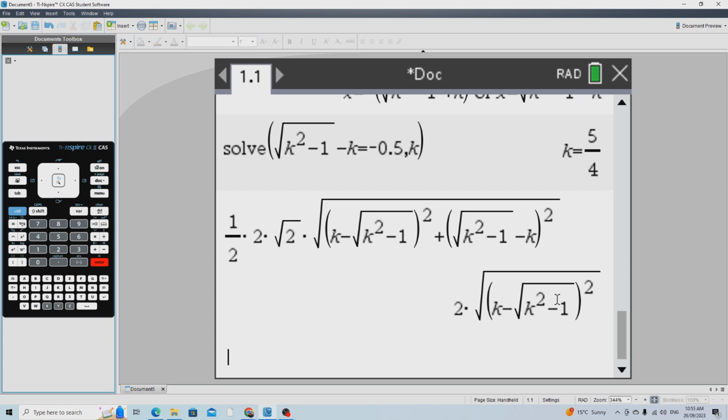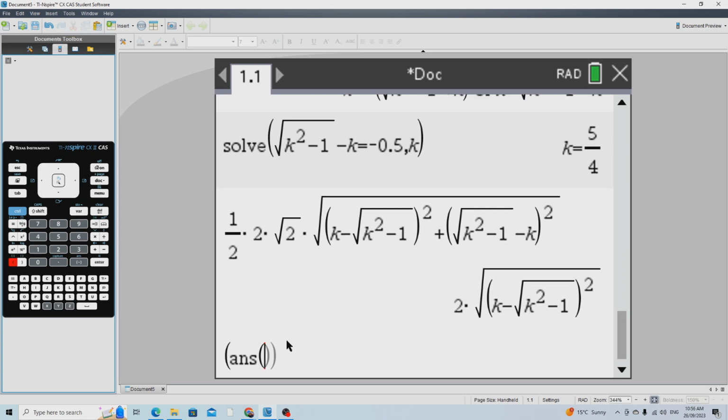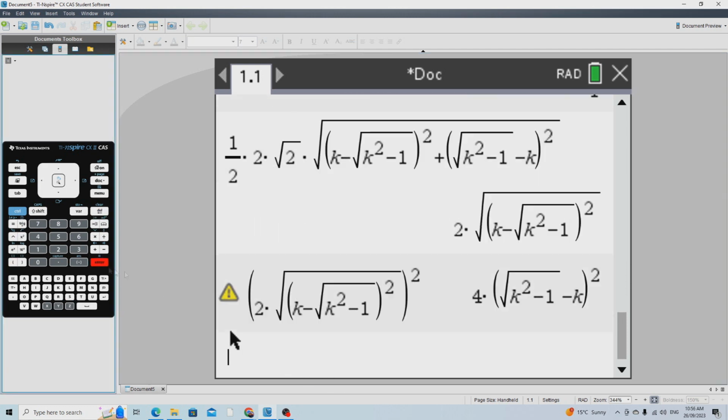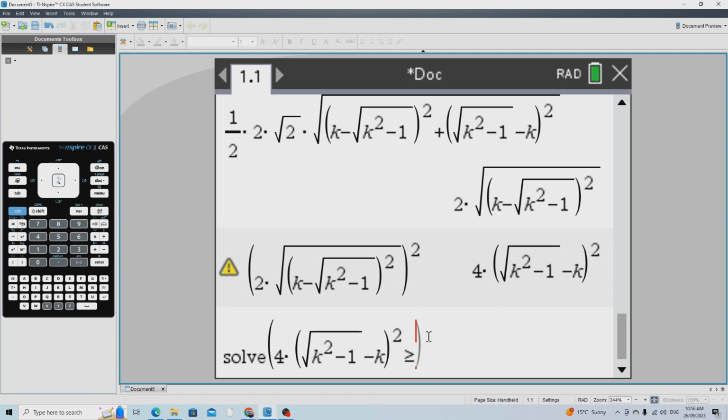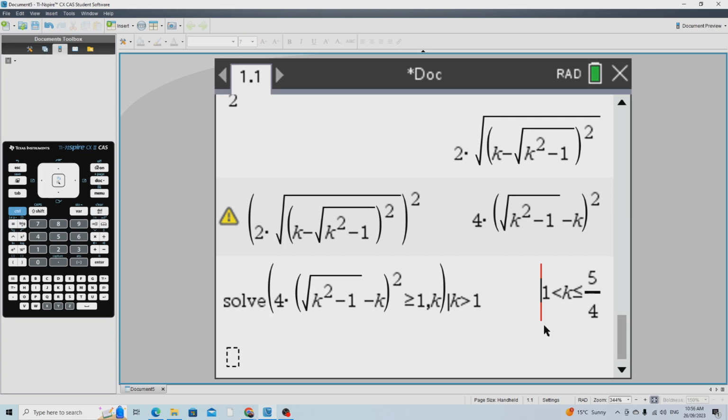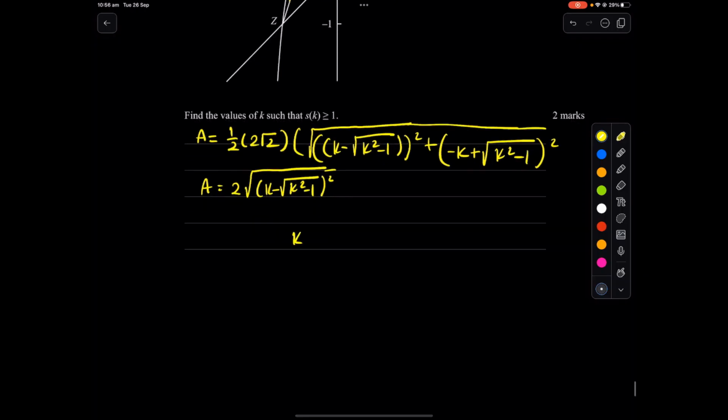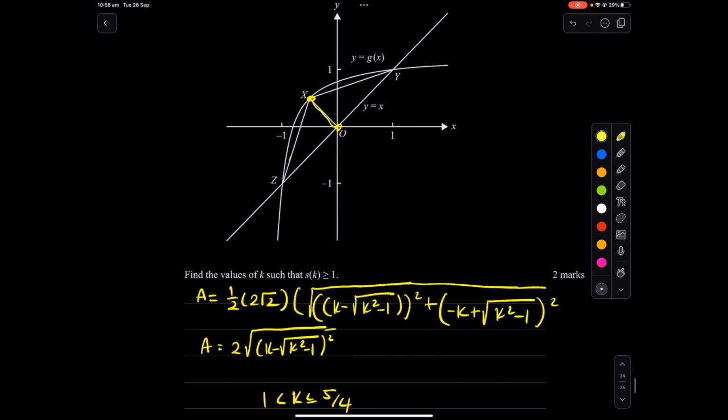squared. So now what I want to do is square it, because remember it is s of k, the square of the area. So I want to square this, and I want to solve where this function is greater than or equal to 1, given that k is greater than 1. k is greater than 1. Anytime we get this, let's write that down. So k can be between 514 and 1. That's that. I hope that's right.